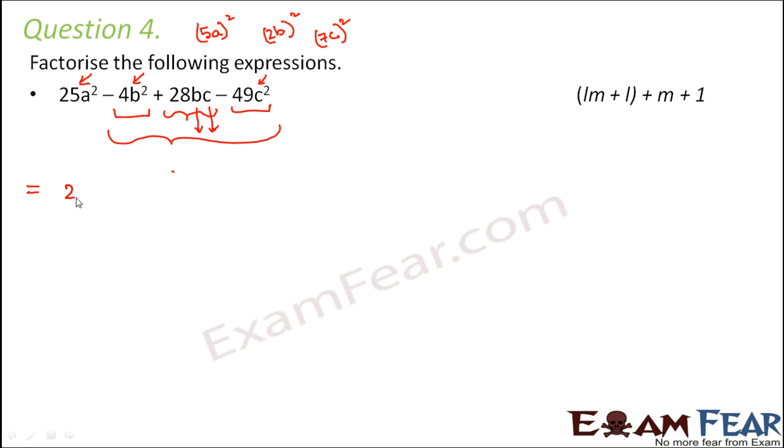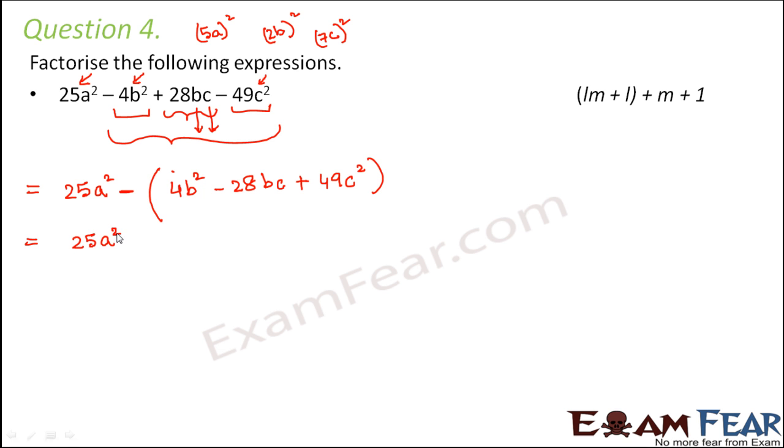So what we will do, let's keep 25a square aside for now and let's take everything else inside a bracket. For example, we take this 4b square minus 28bc plus 49c square inside a bracket. Now why the signs reversed? Because we have taken minus in common. So when we take minus in common, that means we are basically taking out the common factor of -1 from each one of these. Okay, so now let's just try to solve all that we have inside the bracket.